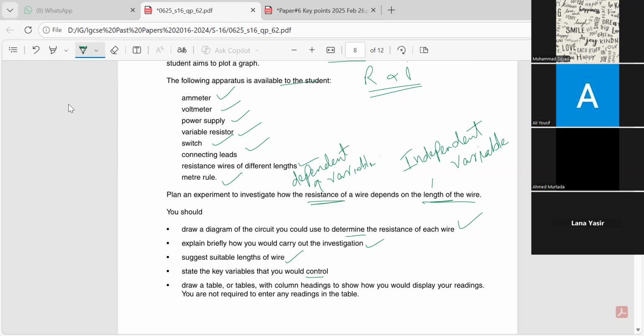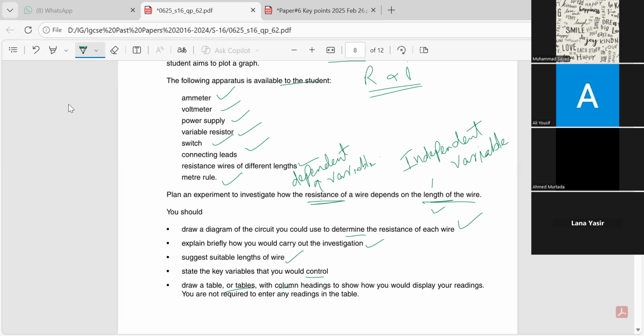And draw a table with column headings. Of course, the table will be there. A table always has the independent variable in the first column and the dependent variable in the last column. Also, when you are repeating the experiment, this is always one mark. Repeating means you are changing the magnitude of the independent variable, the length, and as a result you are getting the dependent variable and collecting more sets of data. So this is the whole scenario of this experiment.